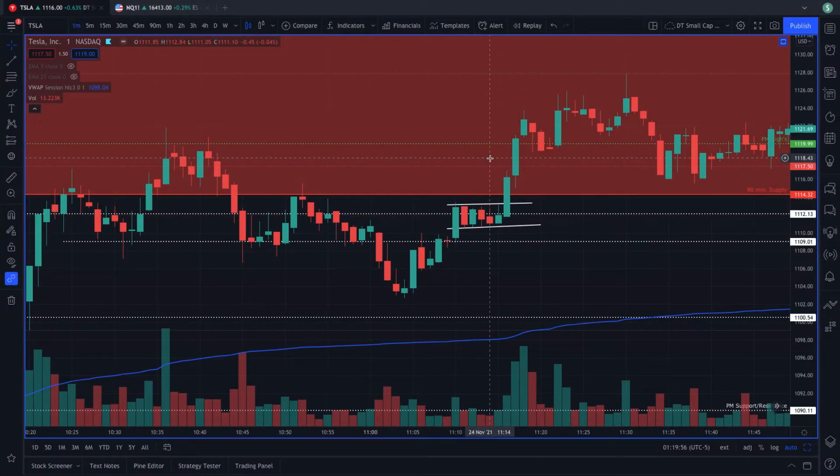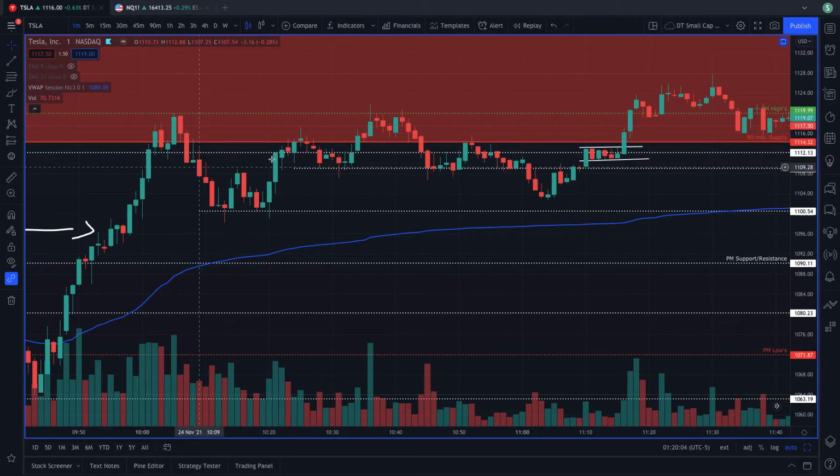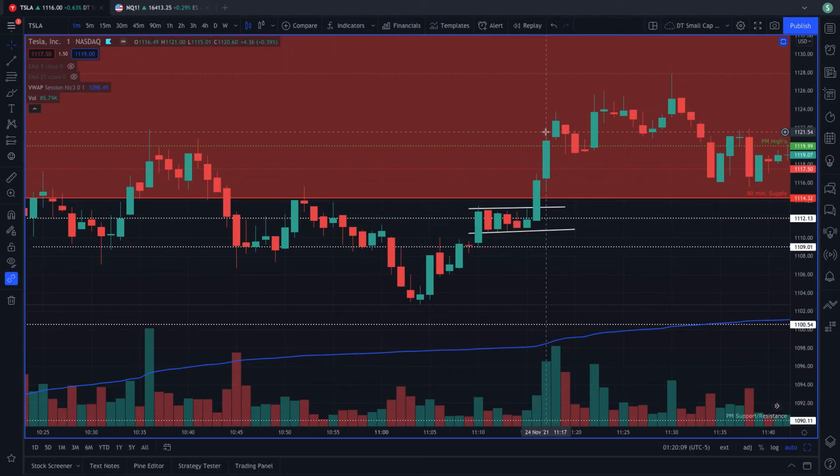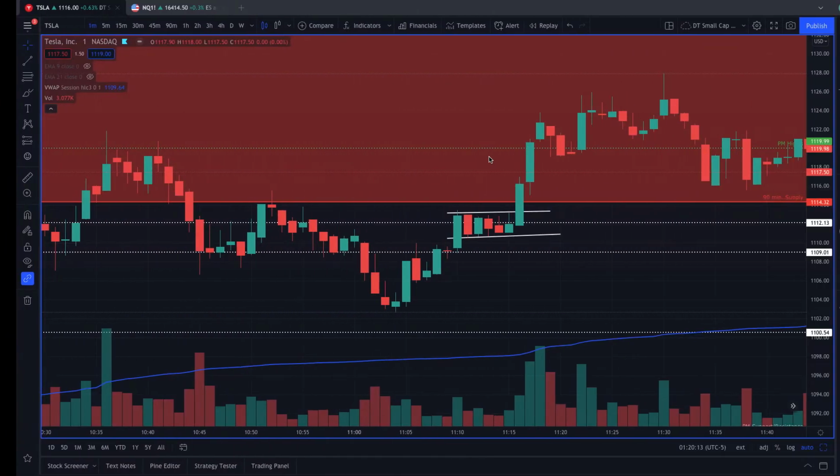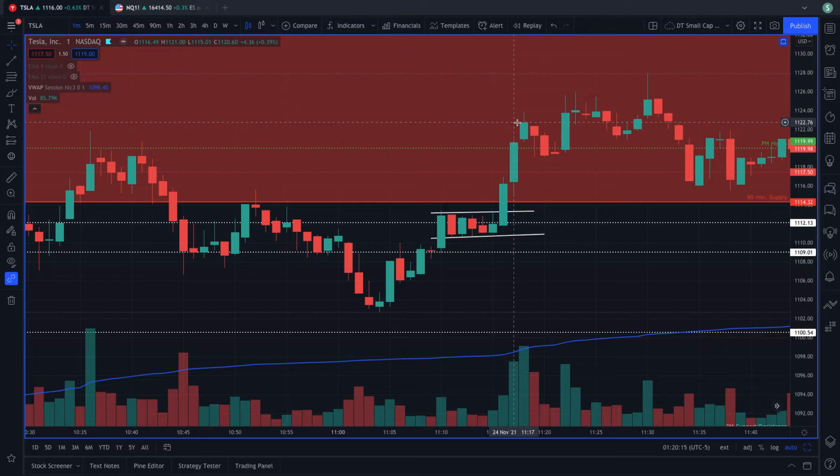So what was going through my head here? We had a lot of volume on these two candles here, and we broke pre-market highs. You can see how we rejected here, rejected here, rejected here, and this candle was pretty strong. So I got in at 11:23, basically on top of that candle.